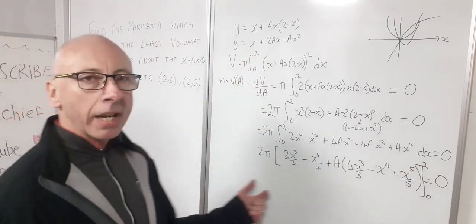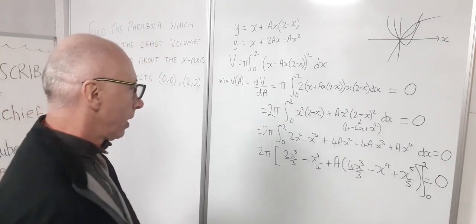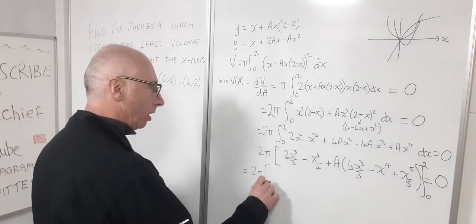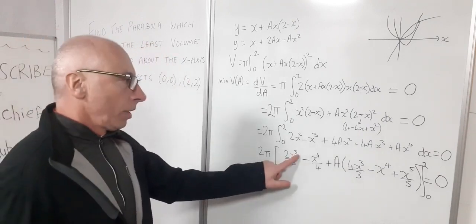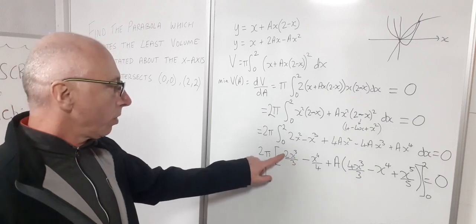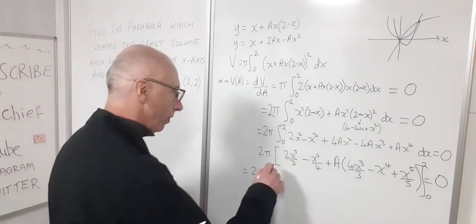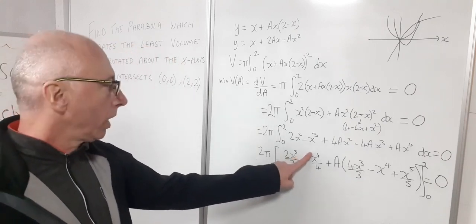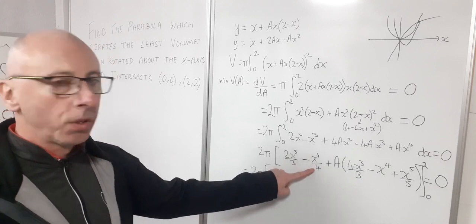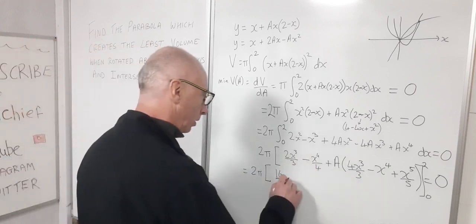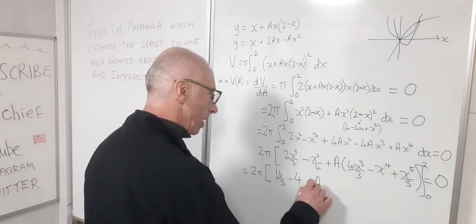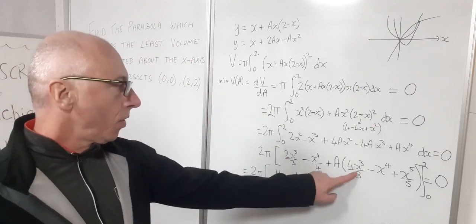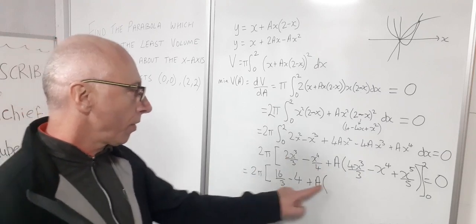Okay, right, so wherever we see an x, we just make sure we've got a 2 in there. So then this equals 2 pi times 2 cubed is 8. 8 twos are 16, so 16 over 3 for this one. 2 to the 4 is 16. 16 over 4 is just 4. And then plus a times, well, 2x cubed here, we've got 4x cubed here, so that's now going to be 32 over 3.